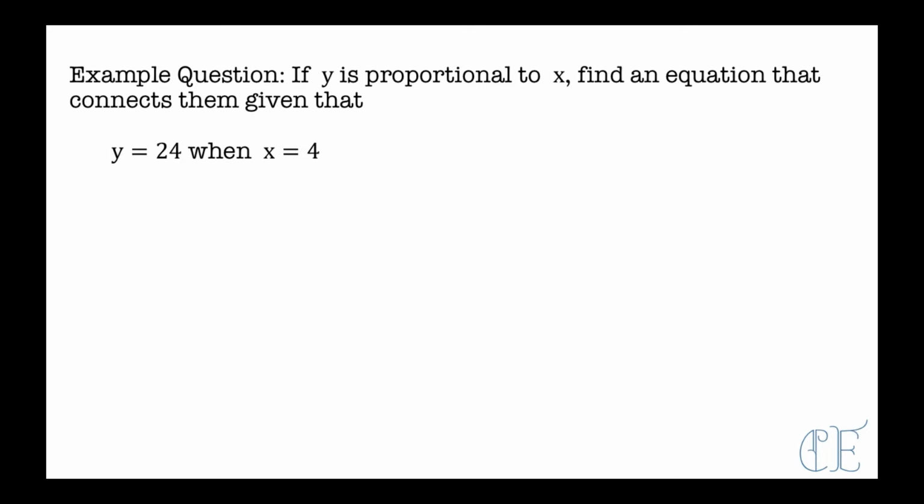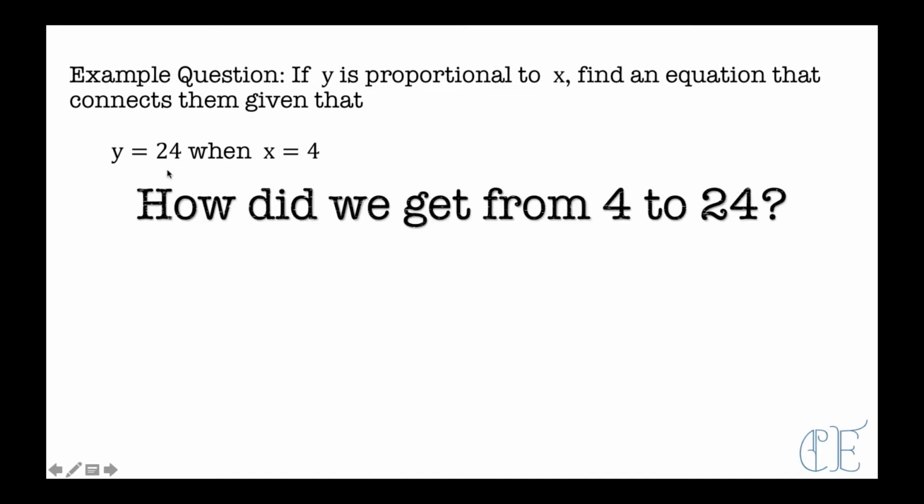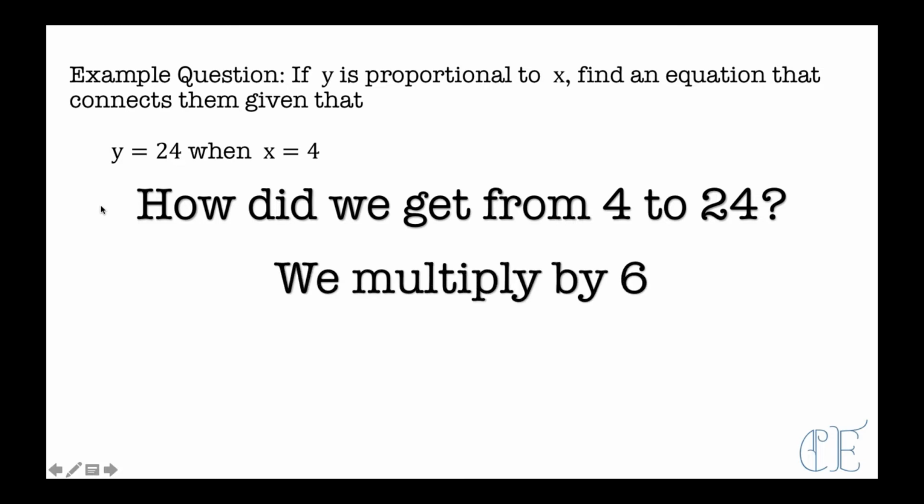If y is proportional to x, find an equation that connects them, given that y equals 24 and x equals 4. Now, in this case, what you're saying is that you've got two values, and to get from one of them to the other one, you've timesed by a number. So how did we get from 4 to 24? Well, 4 times 6 is 24, so we can say that we've multiplied by 6 to get there. So 24 is the same as 6 times 4. 24 is our y value, and 4 is our x value. The only thing we do know that is constant is the 6.